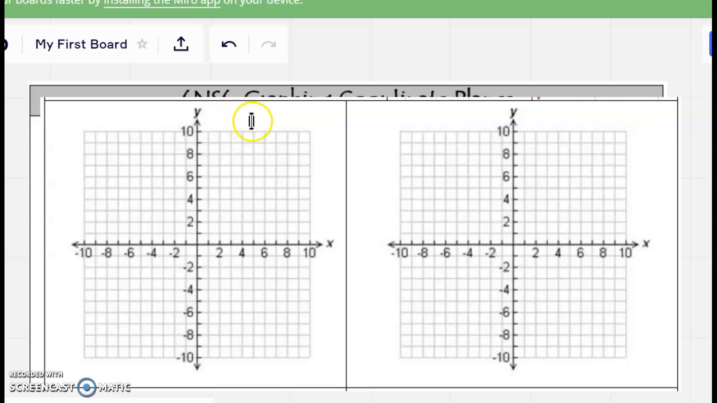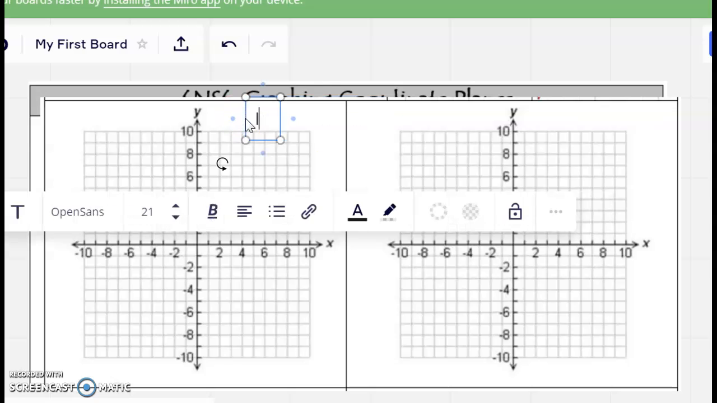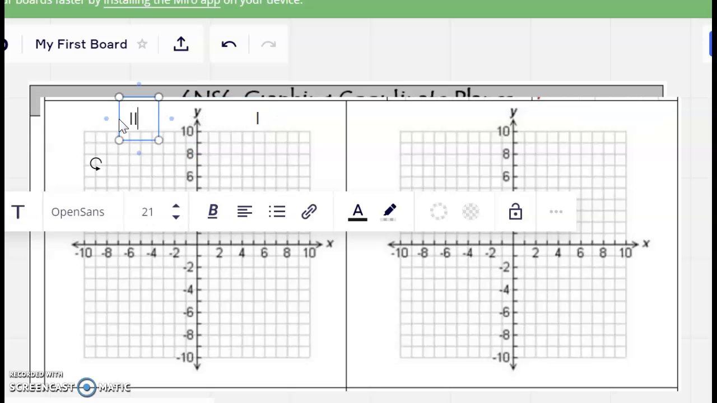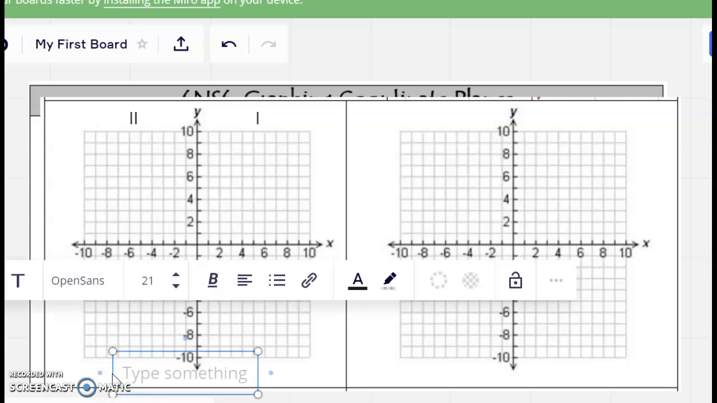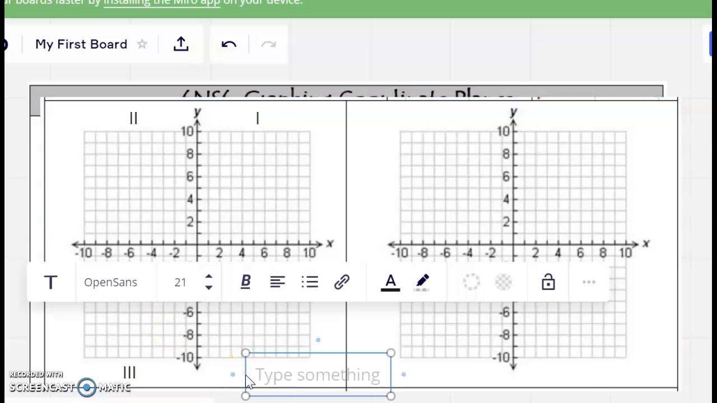All right, let's go ahead and label each of these. So we've got quadrant 1, we've got quadrant 2, remember it works counterclockwise. We've got quadrant 3, and we've got quadrant 4.